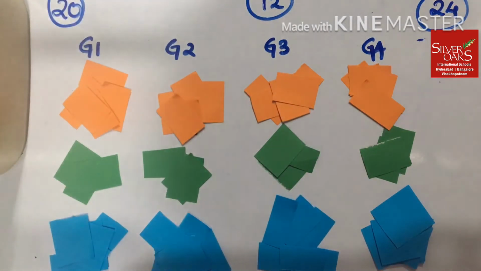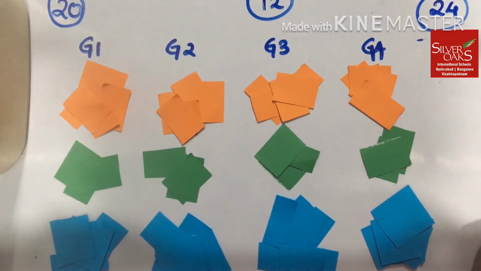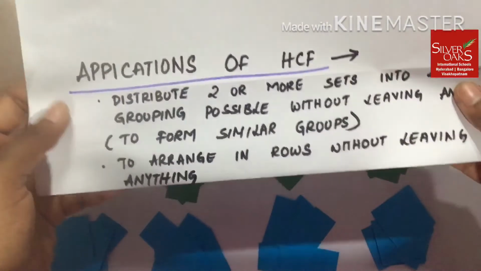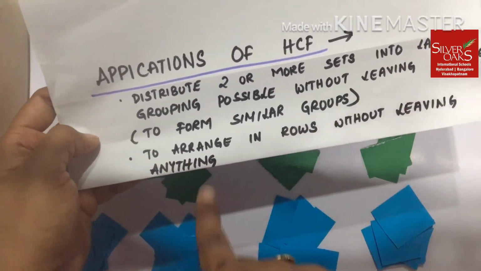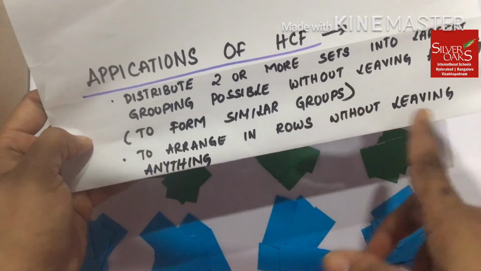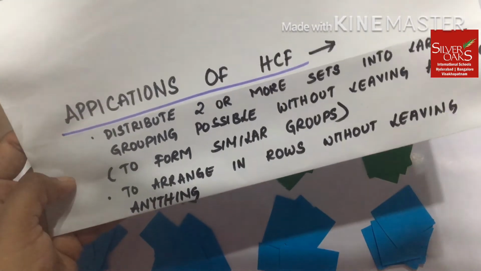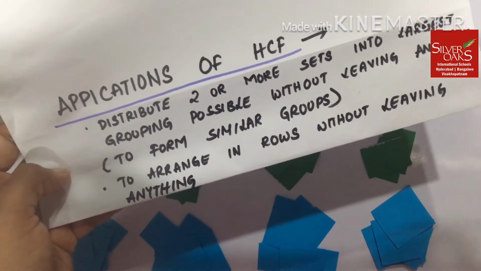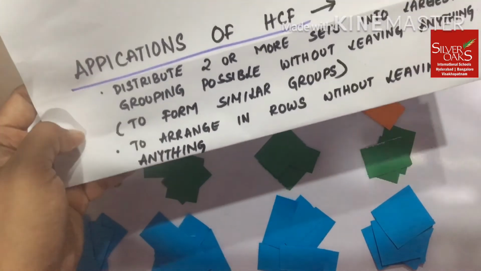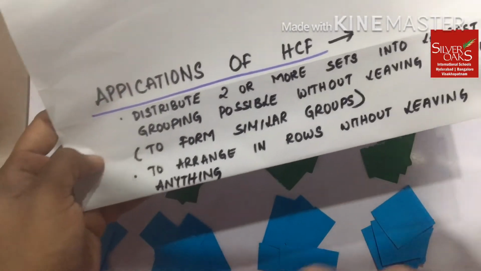So this is how HCF will help you to form similar groups. Let us also try to understand what does this statement mean. To arrange in rows without leaving anything. That means you are trying to arrange them in rows where all the rows will have the same number of color papers, and you are not leaving anything behind.